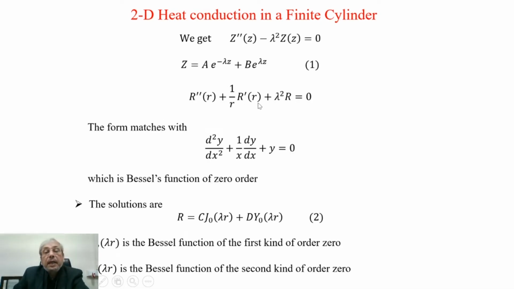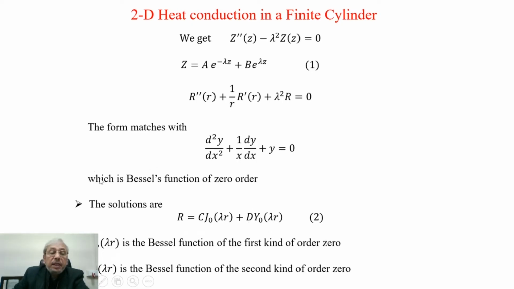Now, if we look at the equation carefully, we can see this form matches with d2y dx2 plus 1 by x dy dx plus y equal to 0, which is Bessel's equation of order 0. The solutions are the Bessel function of the first kind of order 0 and the Bessel function of the second kind of order 0. And we can write R equal to C J0(lambda r) plus D Y0(lambda r), where C and D are constants.